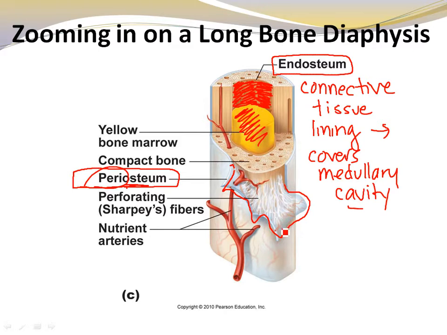Notice if you look really closely at the picture, it's got lots of blood vessels passing through it, so it is rich in blood vessels. And you also have some of these cells that are very important for bone formation and bone breakdown, bone repair, etc. They hang out within that connective tissue covering as well.